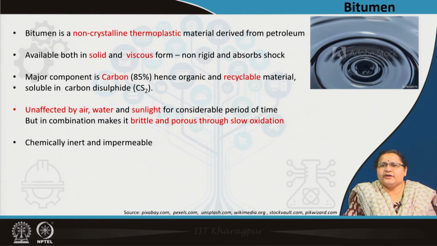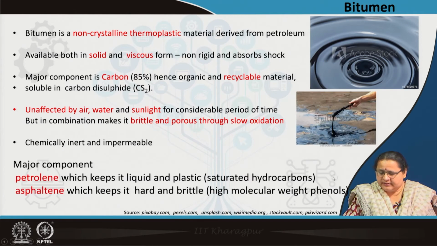So, naturally occurring, it may be bitumen in the form of lakes. I think there is a picture, you can see this is a bitumen lake, and you have to use this bitumen for your purpose. So, you need to know what it is, how it is to be extracted or taken. So, it is a non-crystalline thermoplast and obviously we use it mostly when it is derived from petroleum.